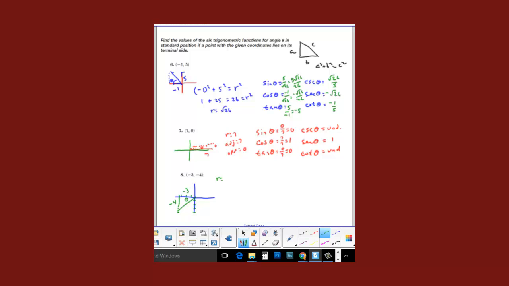And pretty much it's the same thing that we were doing before. Sine is going to be -4 over 5. Cosine is going to be -3 over 5. Tangent is going to be -4 over -3, which comes out to be 4/3. And then when we do the cofunctions, we basically flip those fractions upside down.